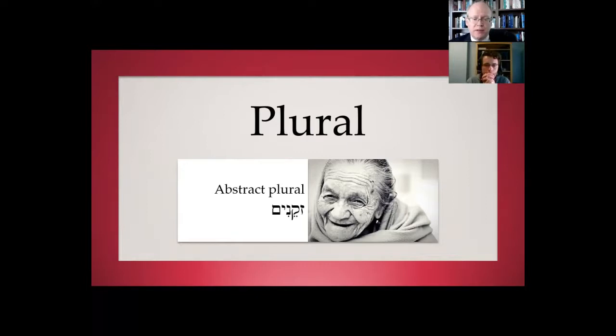Here's a good example. You can take a word like zaqen and make it plural, not to talk about old people in the plural, but to talk about old age. So it can indicate abstract ideas. What is it about that abstract idea that's being indicated by the plural? Well, sometimes what's being indicated is simply the idea itself, an abstract idea, or perhaps some intensification of the idea. I'll give you an example of that in just a minute.